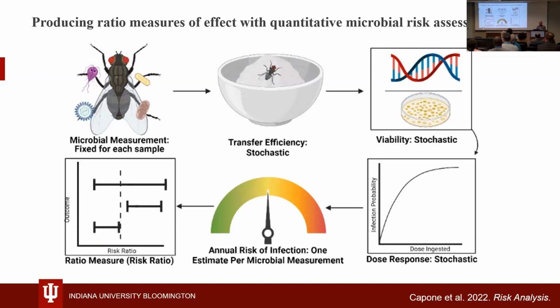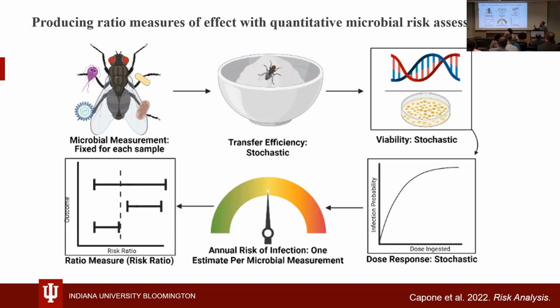The meat and potatoes of this analysis, because we not only wanted to measure the concentration of these enteric pathogen targets in these flies, but we wanted to do quantitative microbial risk assessment to estimate the risks of infection from consuming food that may have been contaminated by these flies. The methods behind this were actually a separate paper we published in Risk Analysis this year.